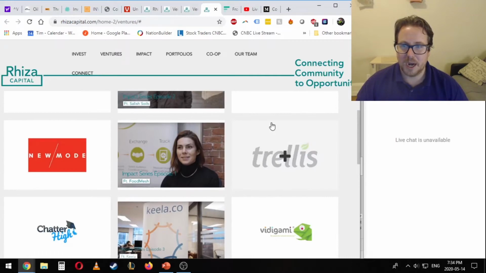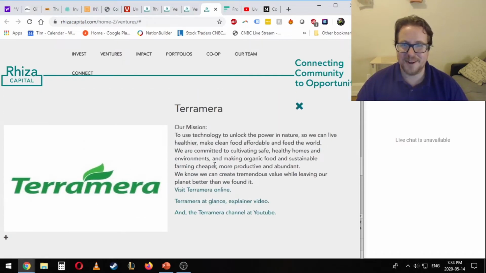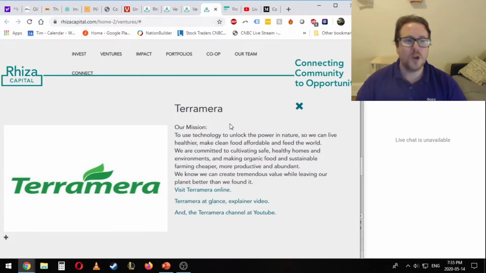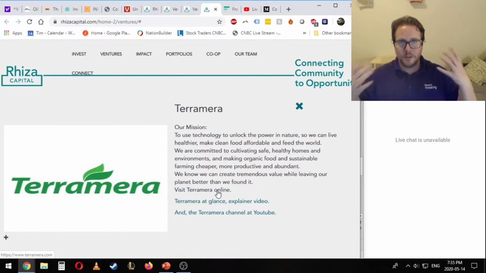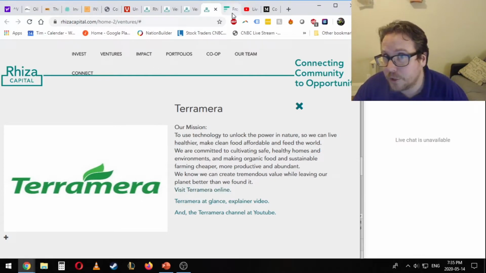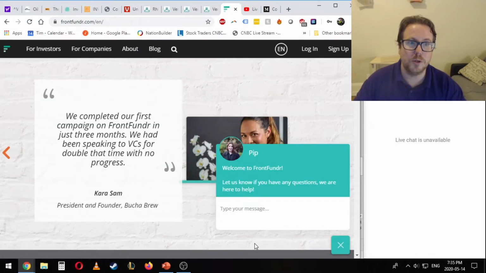Super cool. And why don't we look at Terra Mera as well? So you can see here what they're doing is making organic food and sustainable farming cheaper, more productive, and abundant, which I love. I love this type of organization. So you can see here, this is a small little sample. I really like this because this is like a fund that we can invest in and sort of get this nice diversified exposure.